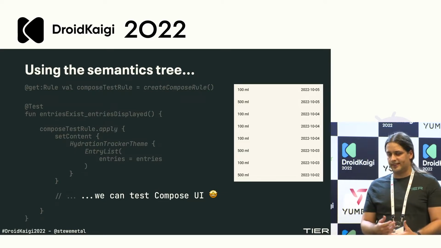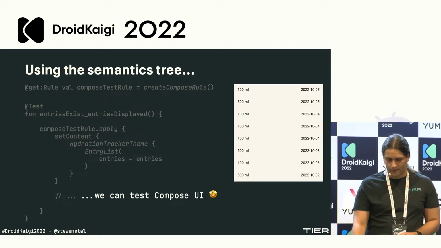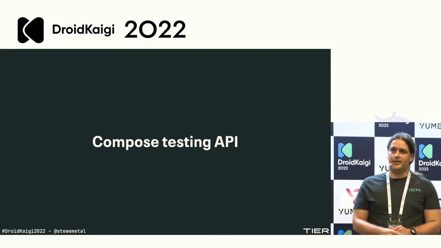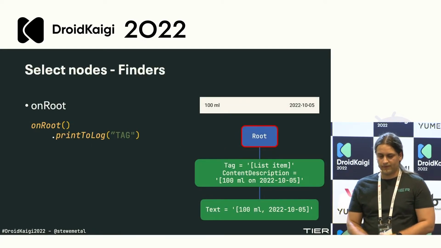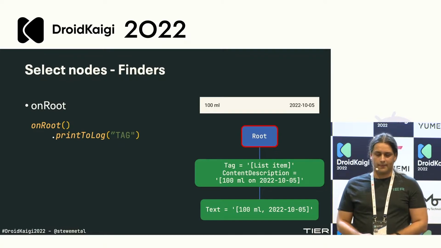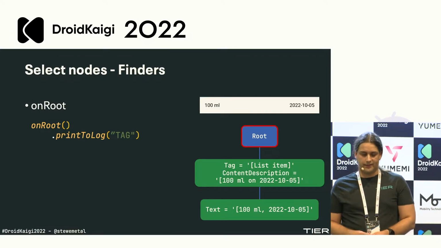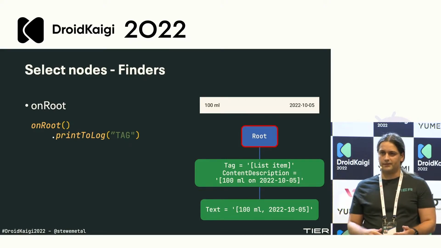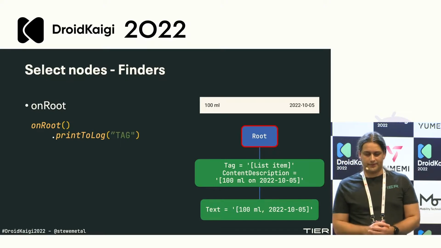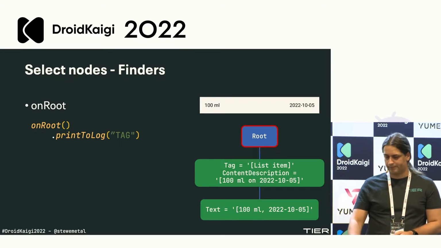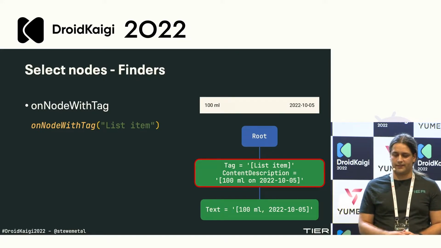Okay, so now we have some grasp on what's in the composition by using the semantics tree. So we have some representation of what will be displayed on the UI. So let's see how we can exercise and assert on these nodes. First of all, we've already seen this: onRoot selects the root node, and we can call printToLog, among some other functions, on it. So yeah, it's pretty much it. Root doesn't have much power here. But we have other finders that we can use that can select nodes.